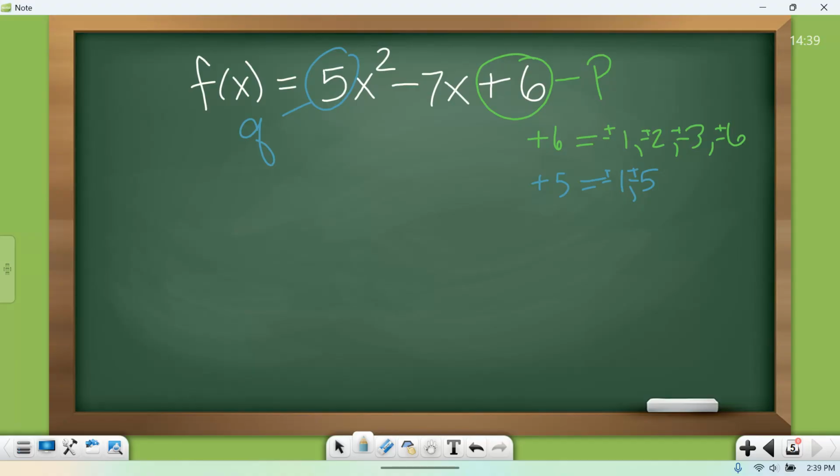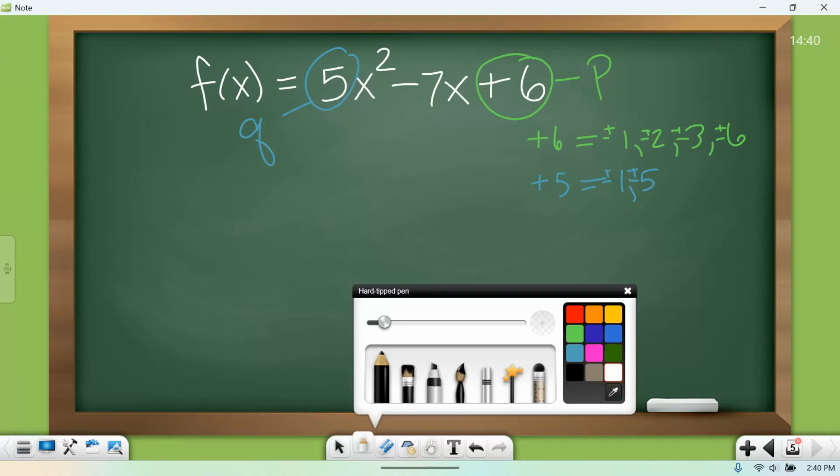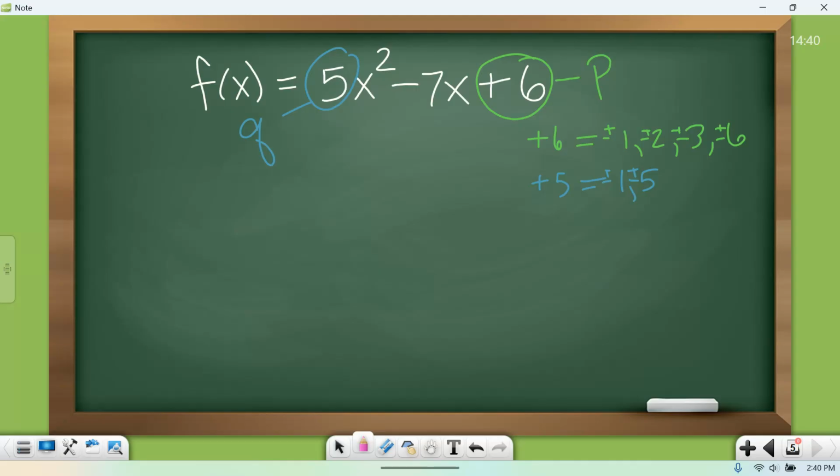So for all my factors, I have to put them on top of each other. All my factors are going to be these guys, so plus or minus 1 over 1, which is just 1, plus or minus 2 over 1, which is just 2, plus or minus 3 over 1, which is just 3, and plus or minus 6 over 1, which is just 6. So that's my first round.